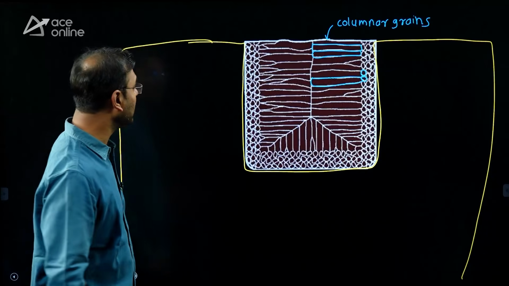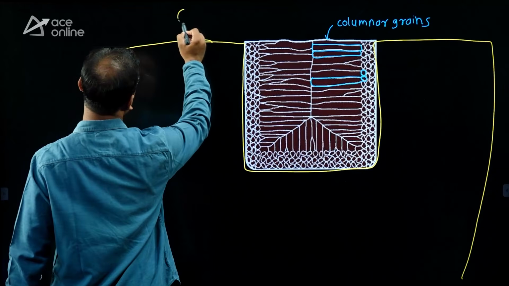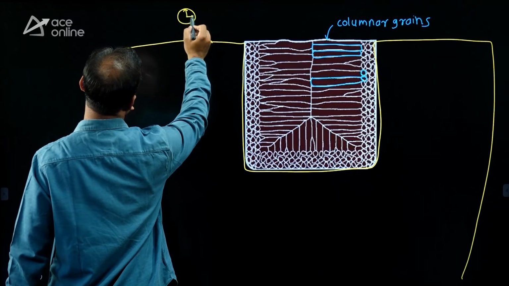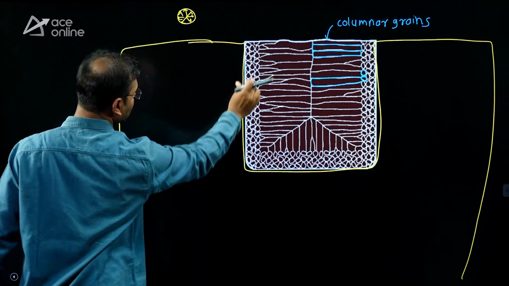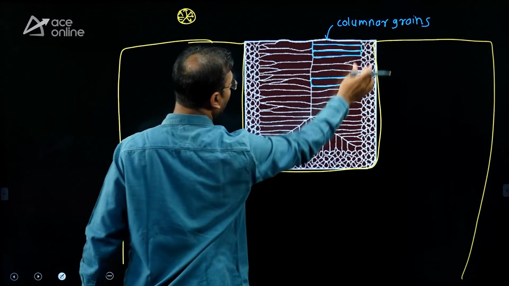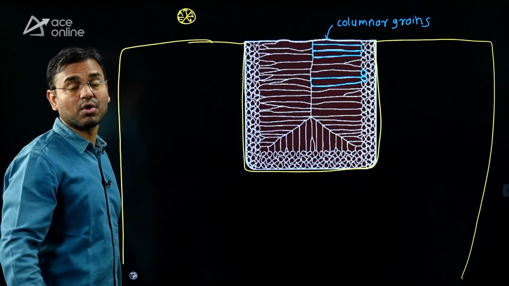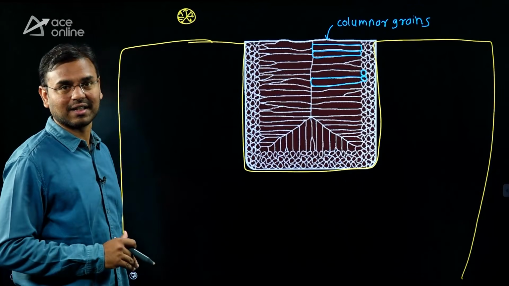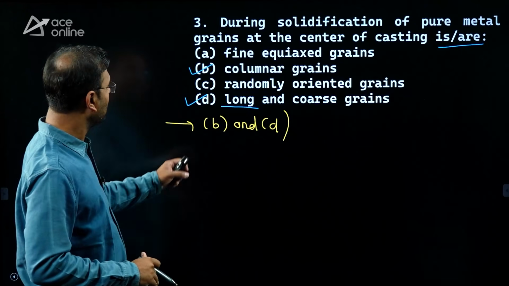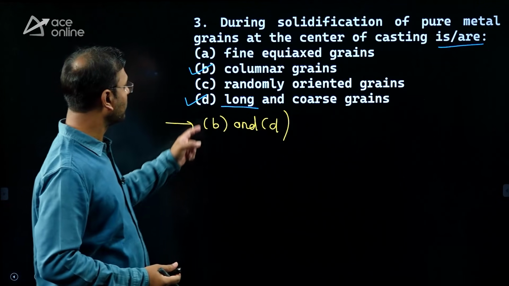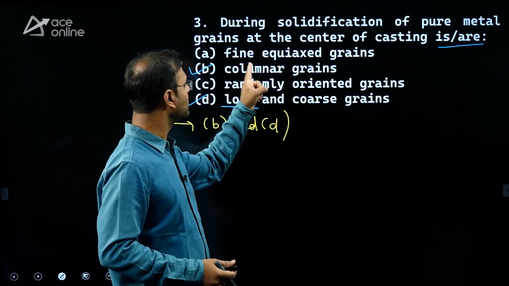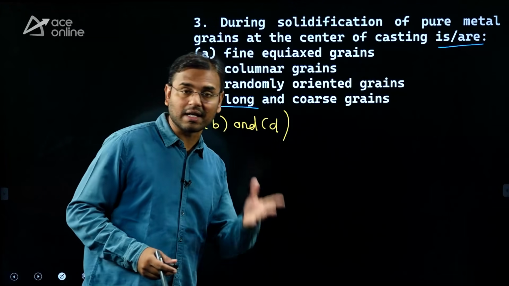These grains are fine equiaxed. Fine equiaxed means what? Equal axis on all sides. This is known as equiaxed. The equiaxed grains are there at the border or the boundary of the casting, or at the surface of the casting. Therefore, if they ask which type of grains form at the surface of casting, you can give the answer: randomly oriented grains, which are fine equiaxed grains.